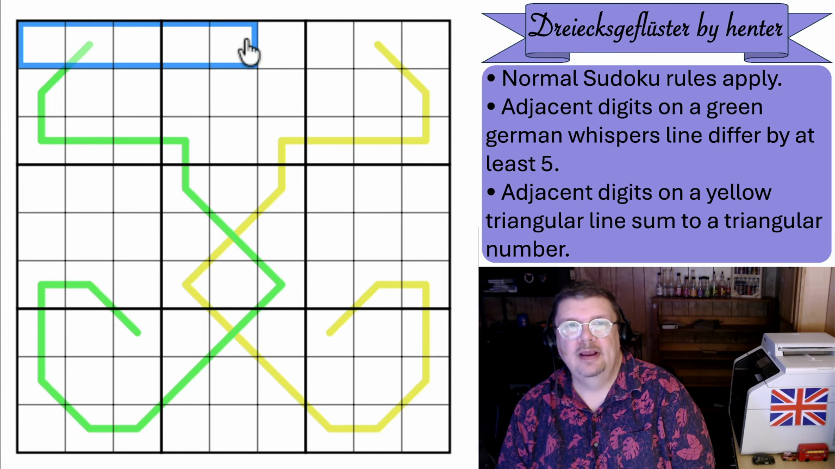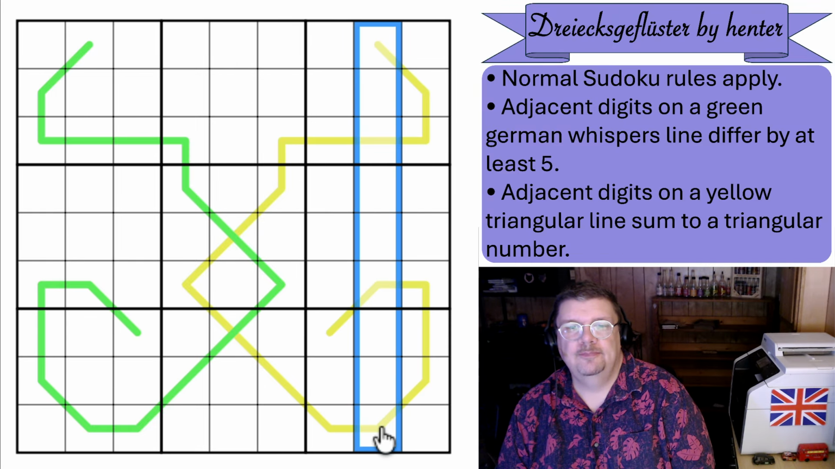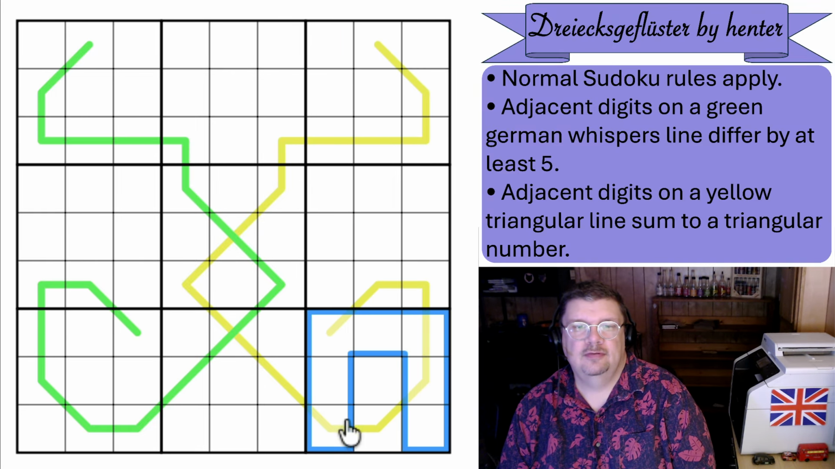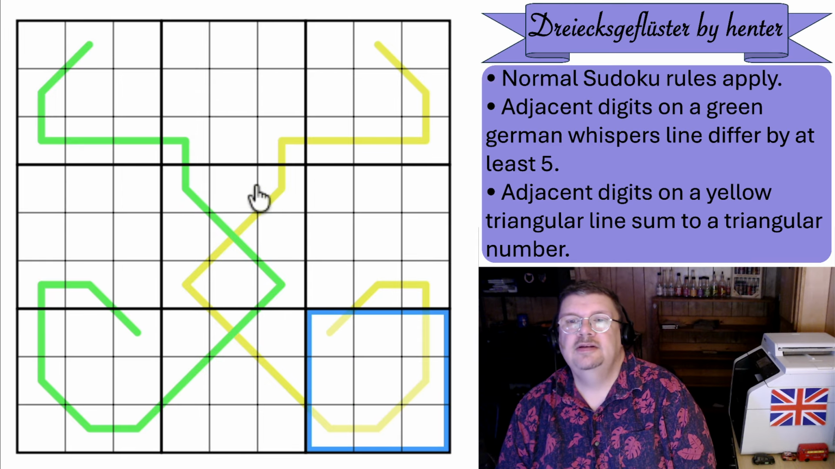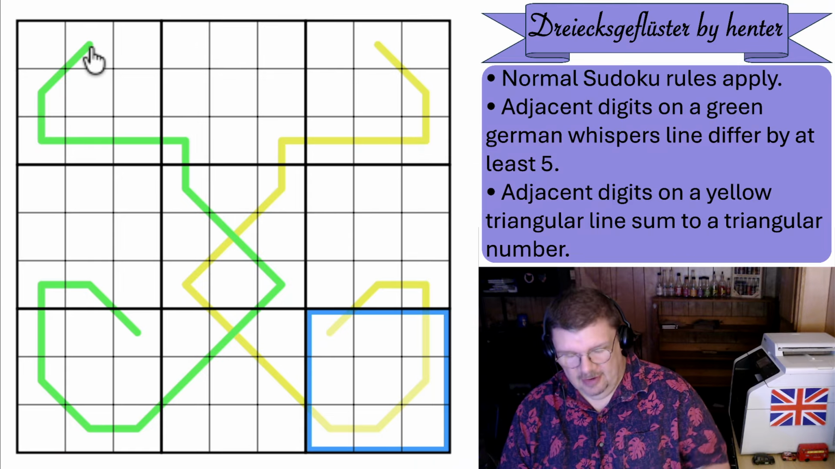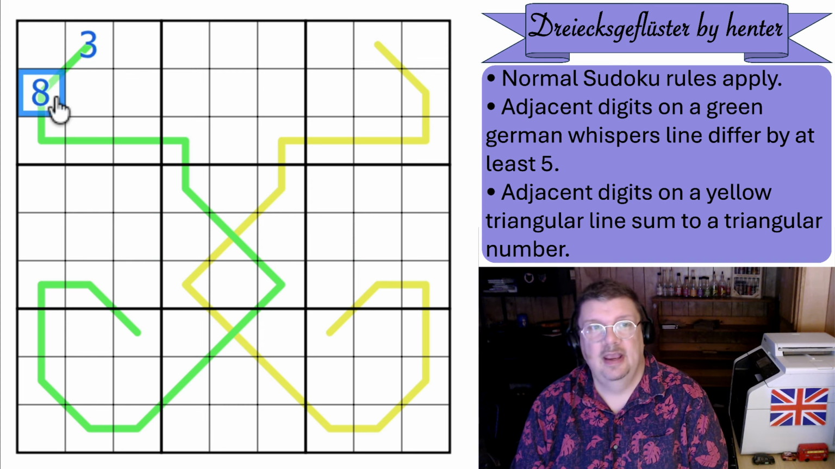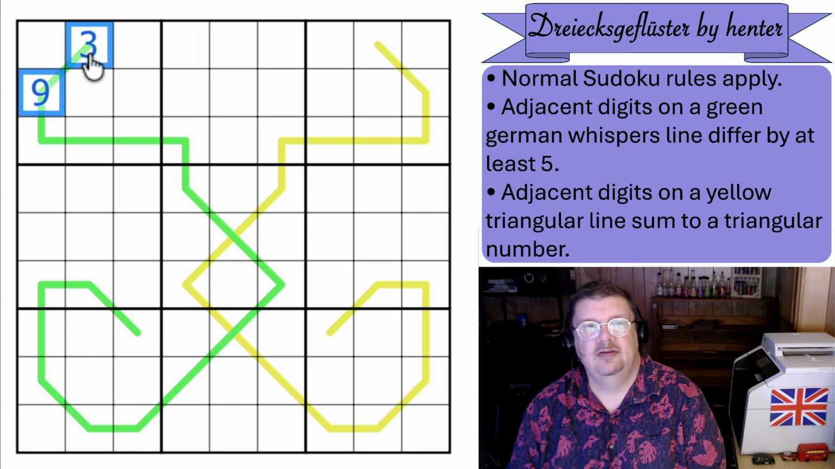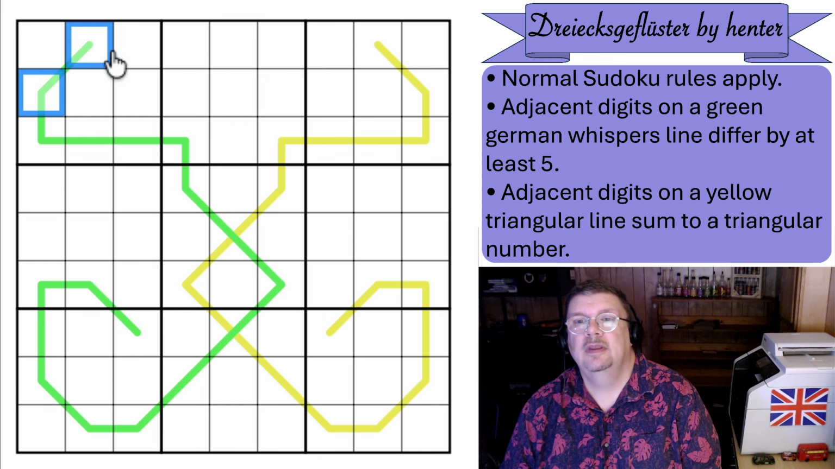Normal Sudoku rules apply. We're going to place the digits 1 to 9 once each in every row, every column, and every box. Adjacent digits on a green German whispers line differ by at least 5, so if that's a 3, that has to be 8 or 9 in order to be at least 5 away from it.